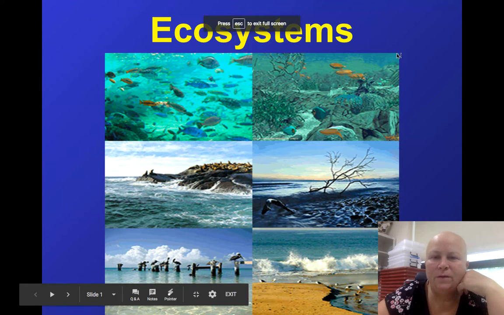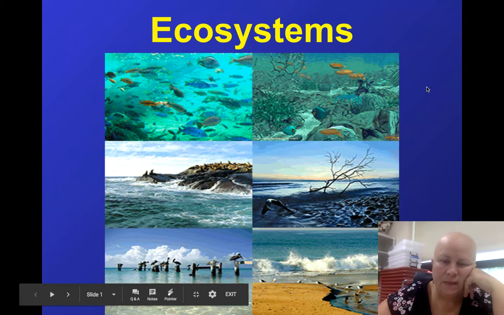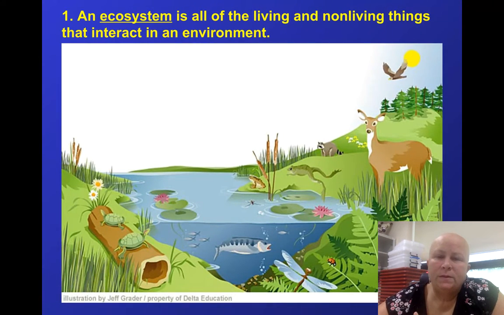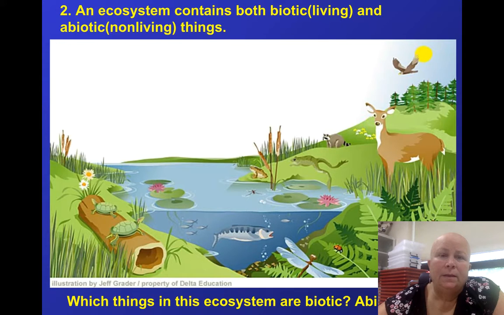Hello, this continues our study of ecosystems, and so we're going to just jump right in. So remember, an ecosystem is all of the living and non-living things, or biotic and abiotic things, that interact in an environment. Okay, so remember those terms, those are important, and I hope you remember which are the biotic and abiotic factors in this example.